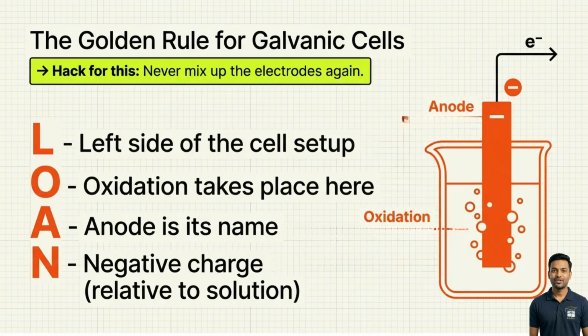The golden rule for galvanic cells is one of those things you should never confuse again. Left side, oxidation, anode, negative. That means oxidation happens at the left electrode, and that electrode is the anode. In a galvanic cell, the anode is negative relative to the solution. This is a high-yield memory trick because many students know the reactions but still mix up the labels.